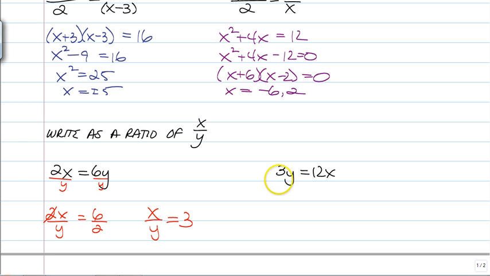So x over y means you need to divide this side by the y. So that means you need to divide 12 to that side, and you're going to get 1/4 is equal to x over y. And that's it. It's just rearranging so you have the ratio x over y.